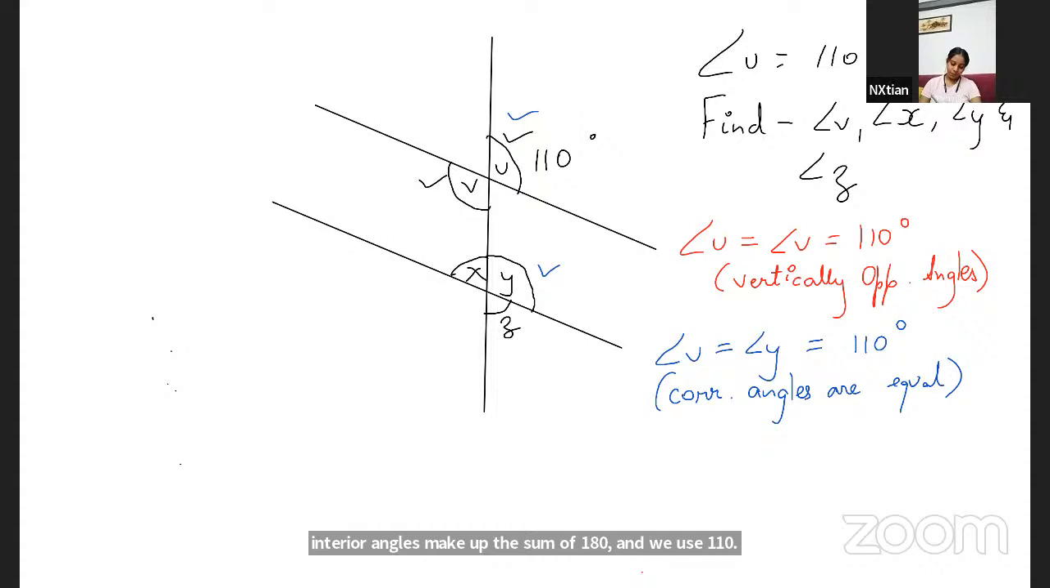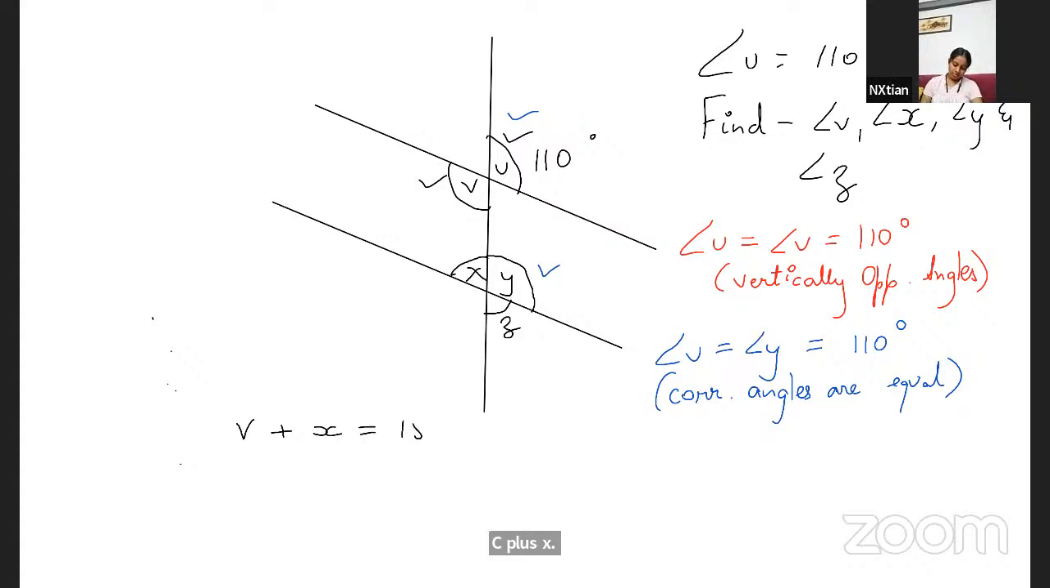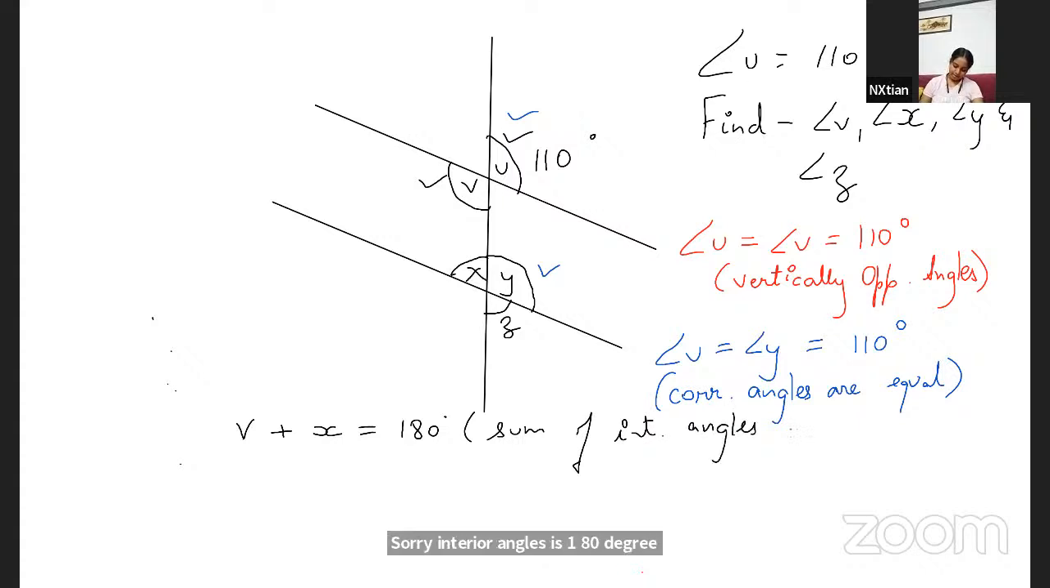Because if we do v plus x, that's equal to 180 degrees. The sum of interior angles is 180 degrees. So we know that v is 110. Then, ma'am, even angle z will be 70, right, ma'am? Because it's vertically opposite.